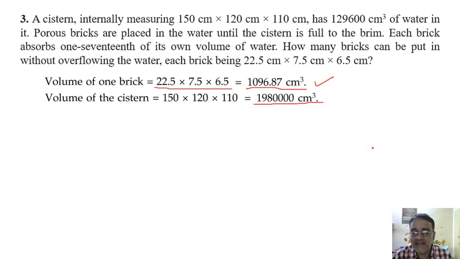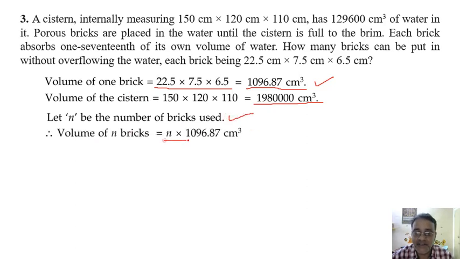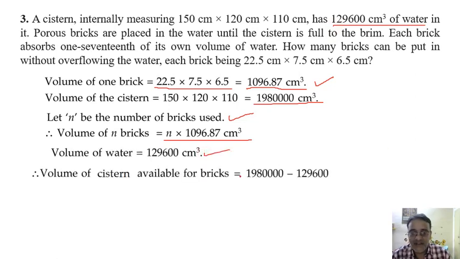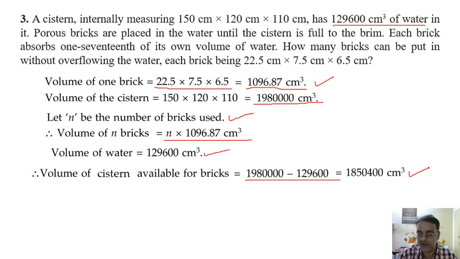that is 1,980,000 centimeter cube. Now let n be the total number of bricks, and the volume of n bricks will be equal to n into 1096.87 centimeter cube. Now in the question it is given that the cistern has this much water. So the volume of the cistern available for bricks is 1,980,000 minus 129,600, that is equal to this one. This much volume is left there because the water already has 129,600.